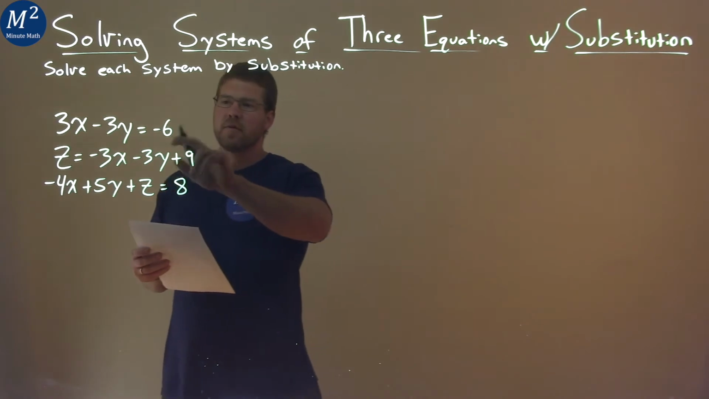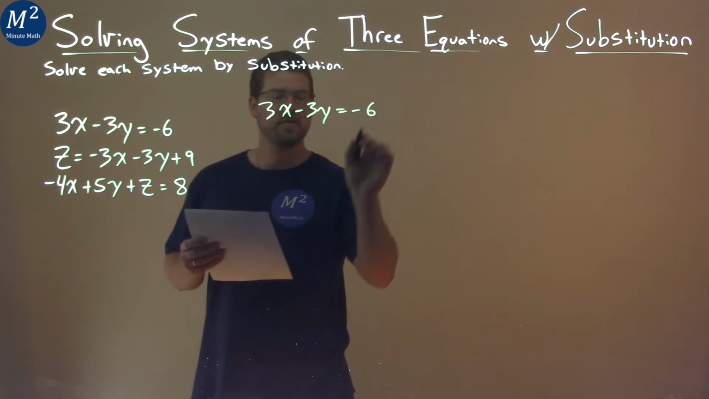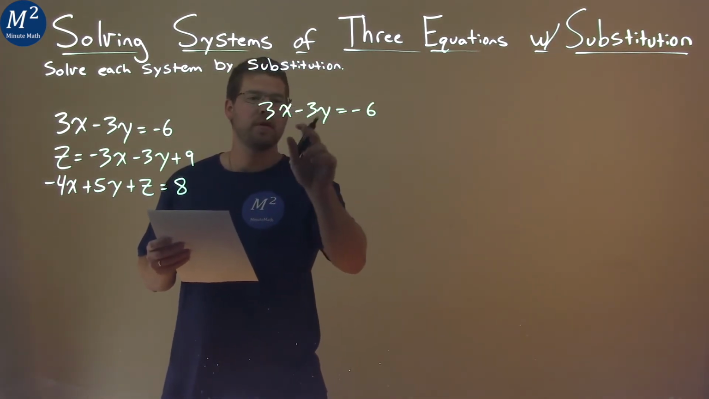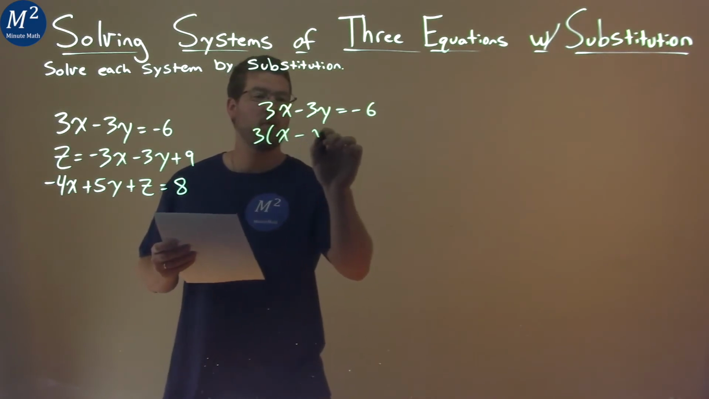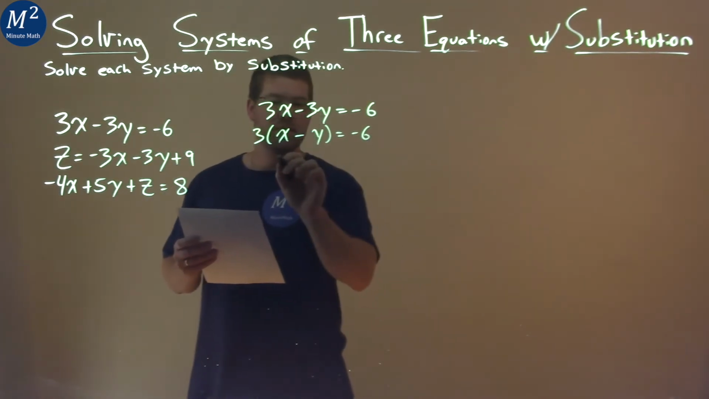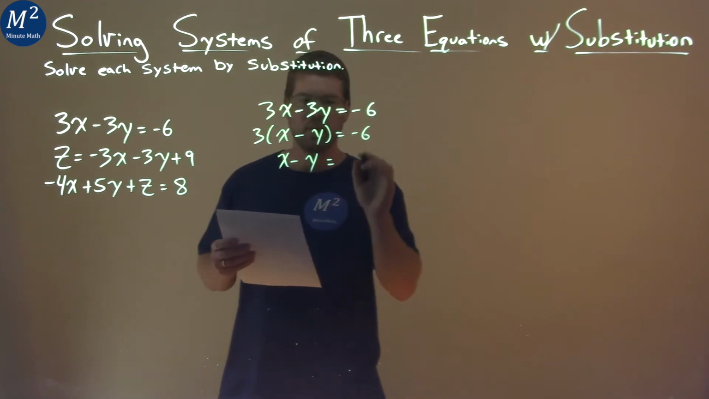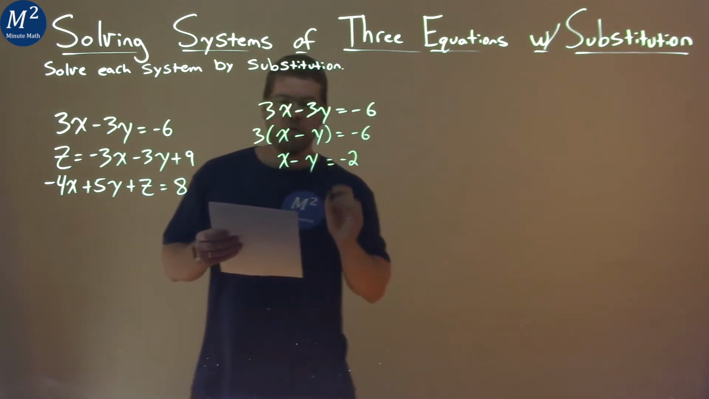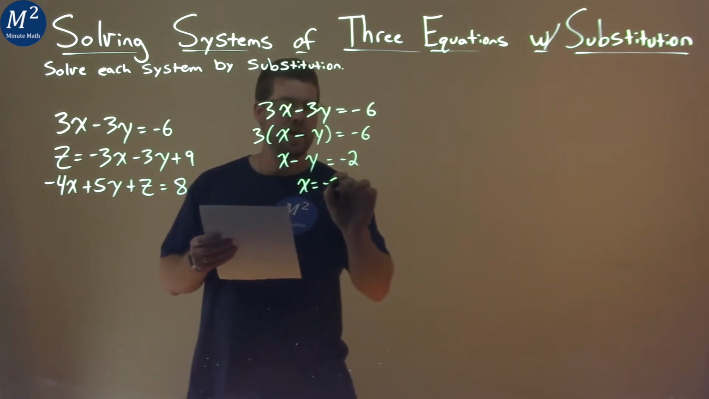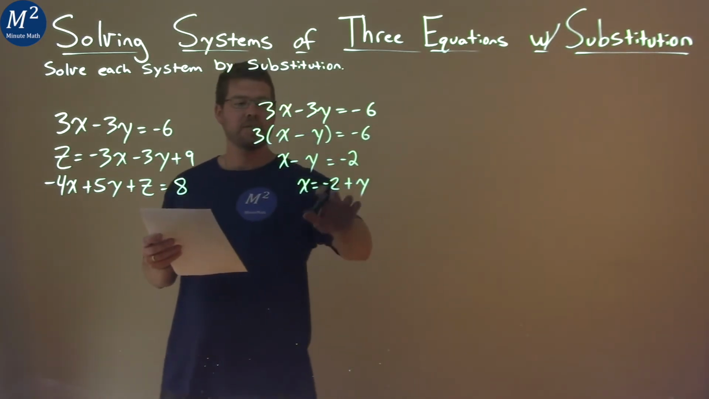First thing is, I'm going to look at this first equation here. 3x minus 3y equals negative 6. I'm going to try to get x by itself. So I can pull out a 3 from both parts here, and I'm left with x minus y equals negative 6. By dividing 3 to both sides, I now have x minus y by itself equals negative 6 divided by 3, which is negative 2. From there, I added y to both sides, and x is now by itself, and it's equal to negative 2 plus y. Okay, so we have x in terms of y.